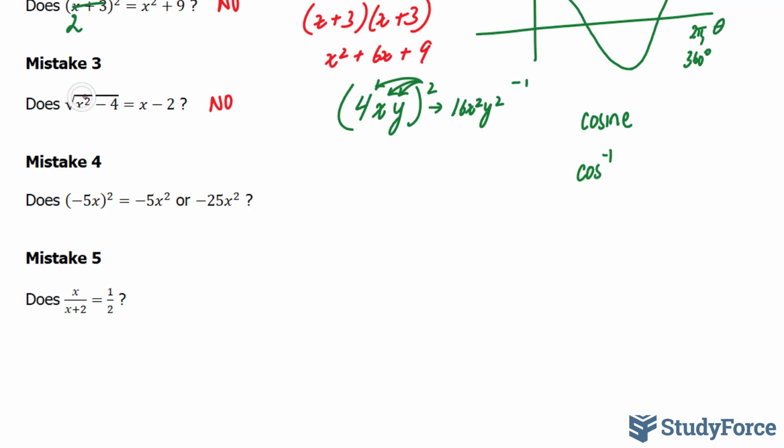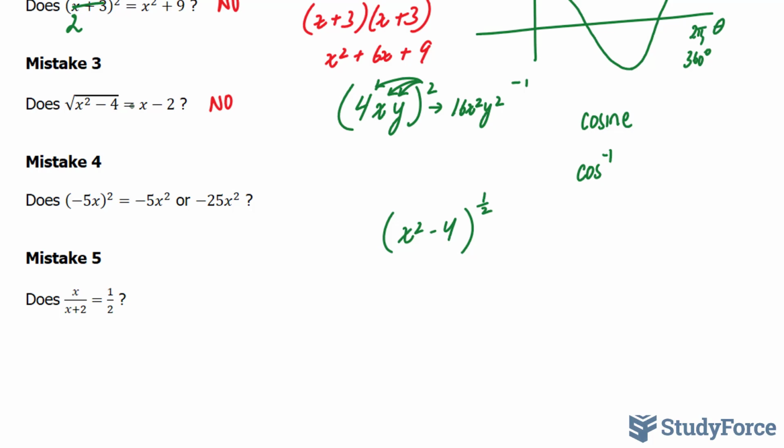Remember, see this radical symbol right here? This radical symbol actually represents fractional exponents. In other words, this x squared minus 4 actually has a power of half, a fractional exponent. Mathematicians devised a way to show fractional exponents by using this symbol called a radical.